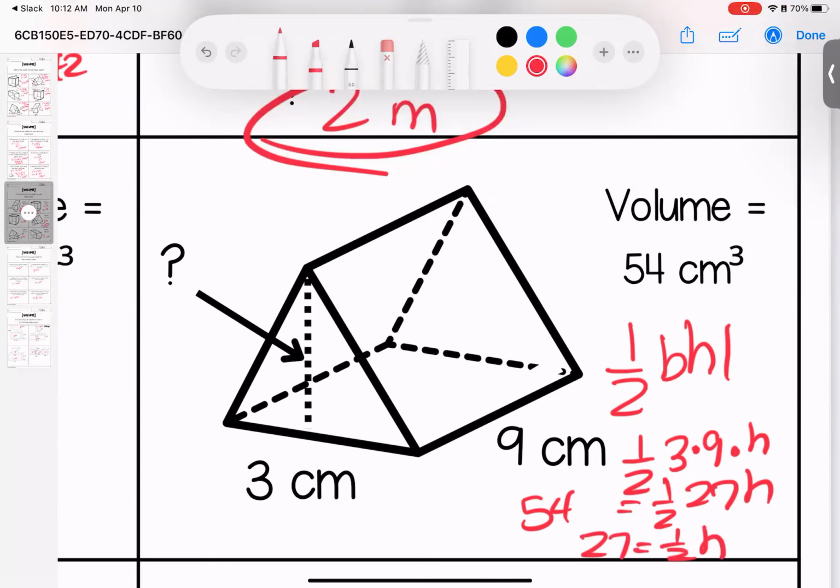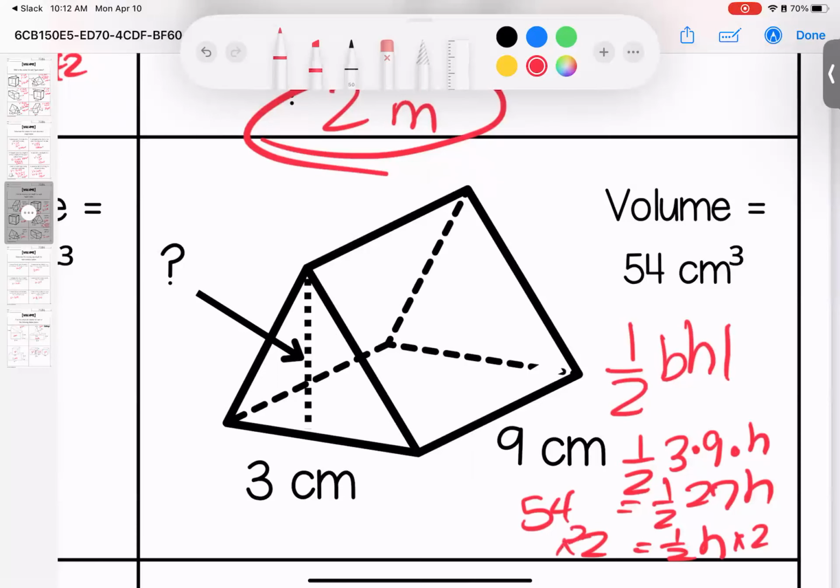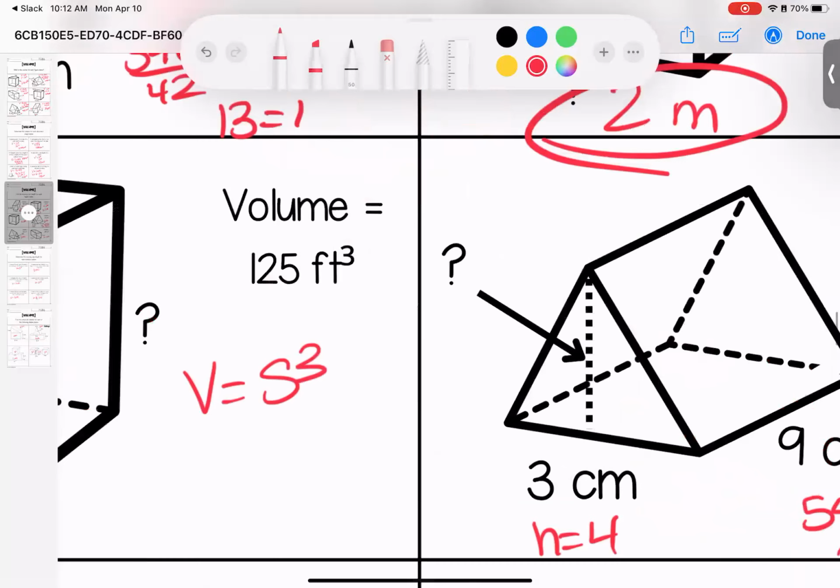But I have to do the last part of getting rid of the height. Sorry, I said 2. And the last thing that I need to do then is, instead of timesing by 1/2, I'm going to multiply both sides by 2. I get a height of 4. My missing piece is 4.